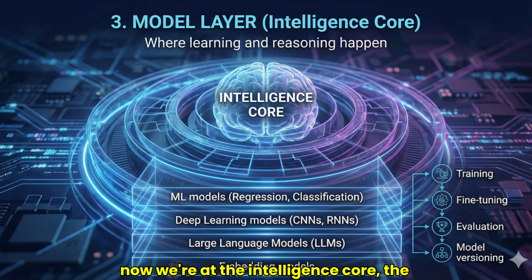Okay, now we're at the intelligence core, the model layer. This is where the magic happens, right? This is where the actual learning and reasoning takes place. Whether it's a traditional machine learning model or one of these giant large language models, this is the engine. This is the brain of the operation.